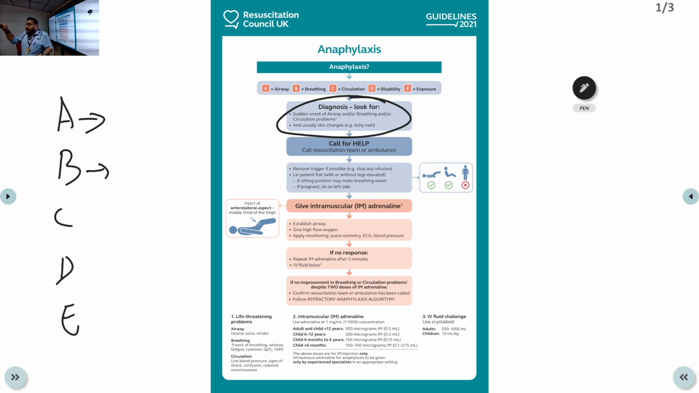And if it's a pregnant lady, what you have to do? Keep her in the left lateral position, because hypotension can further worsen. So you have to do lateral displacement of the uterus. So that is the initial step that you need to do.